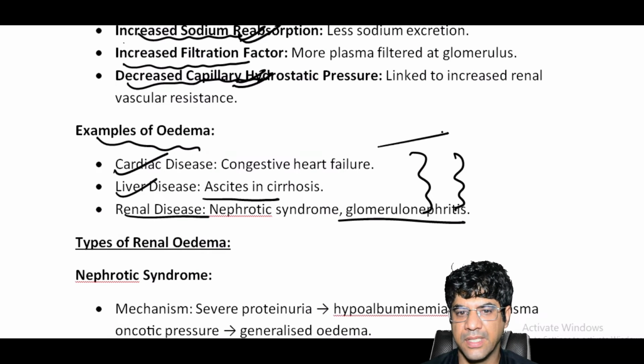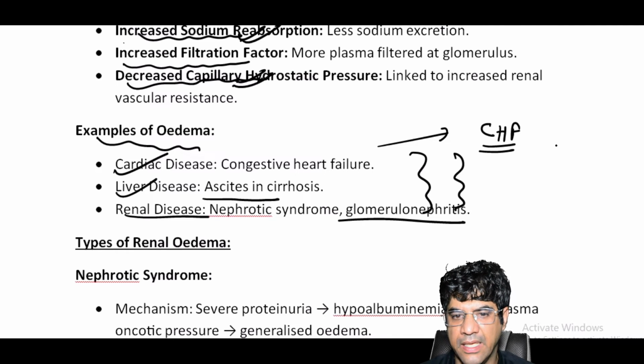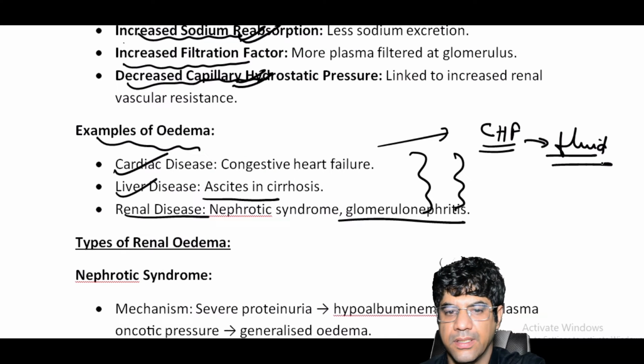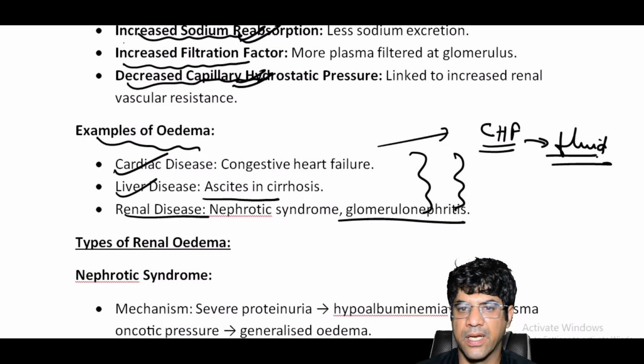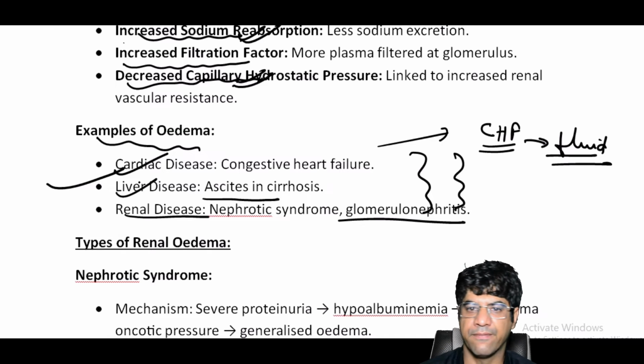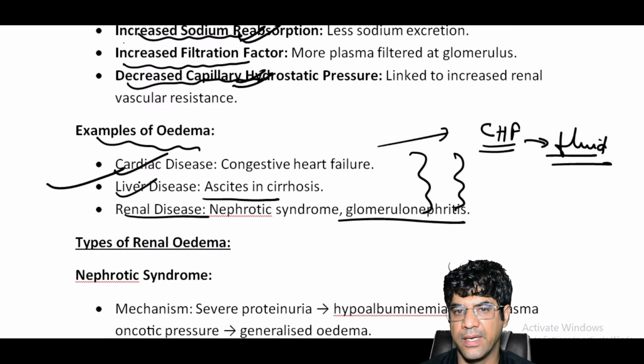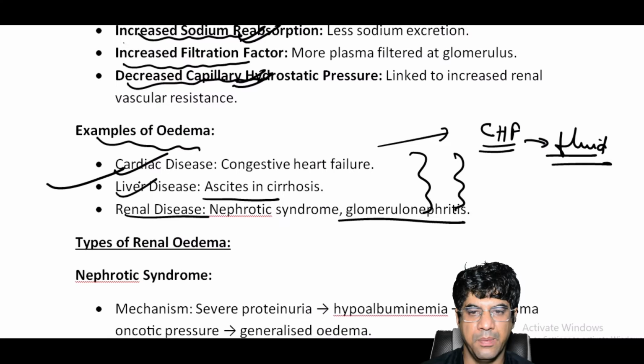Cardiac diseases are seen in congestive heart failure, where the heart cannot pump blood effectively, which leads to fluid buildup. In ascites, a condition like cirrhosis, the liver cannot function properly, which causes fluid to accumulate. The third is renal conditions like nephrotic syndrome and acute glomerulonephritis. Here the kidney function is impaired, which leads to fluid retention and hence swelling and edema.